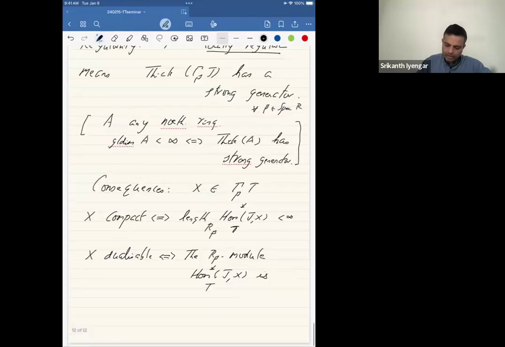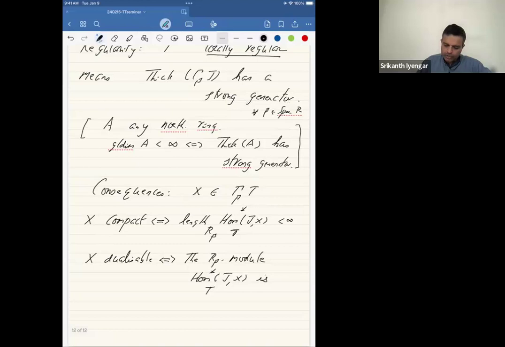But I'm assuming that T is regular, so not for all P. So I'm fixing an object in the P local P torsion category, and I'm trying to understand what the compact objects in this category are.